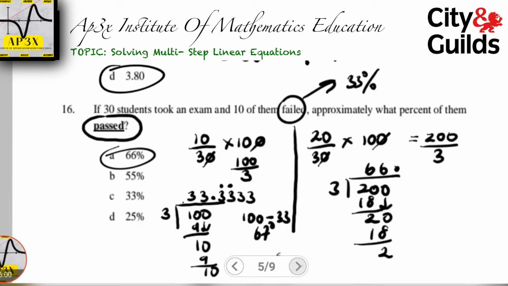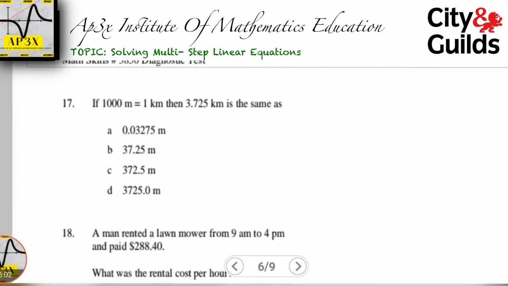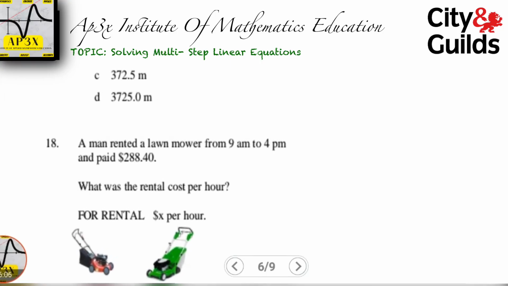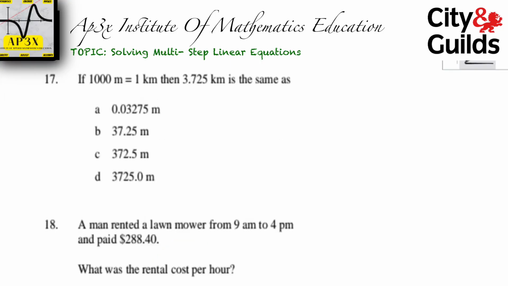All right, 15 minutes to go, guys. 14 questions left. Let's see if we can at least try to beat the clock. If 1,000 meters equal 1 kilometer, then 3.725 kilometers is the same as, okay, so 1,000 meters equal 1 kilometer. Then we have 3.725. So that's going to be, we have this amount of distance to cover.